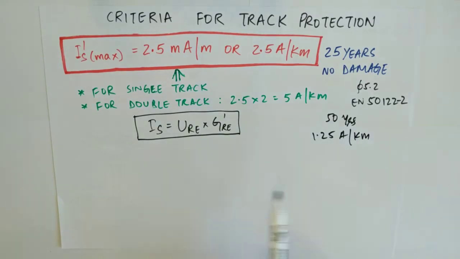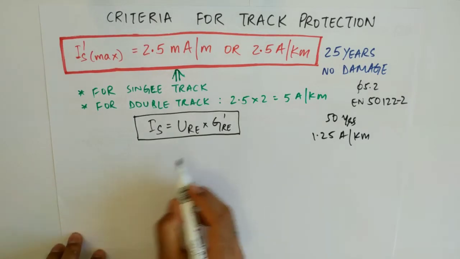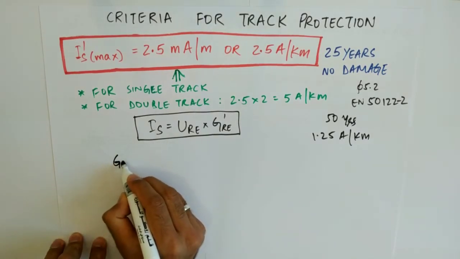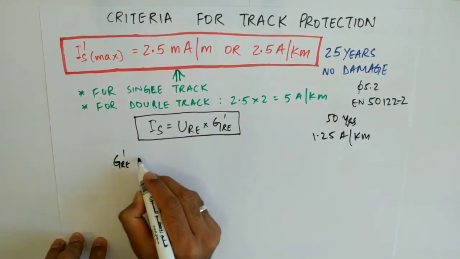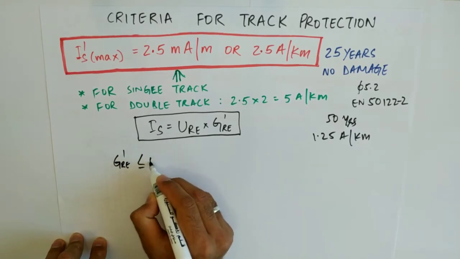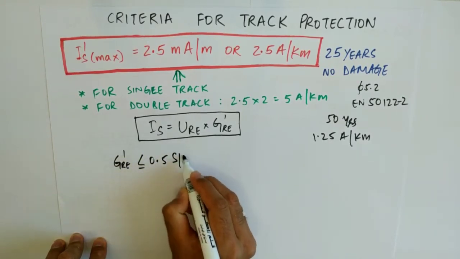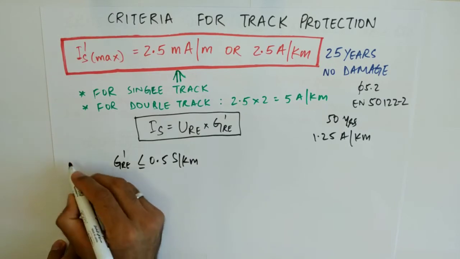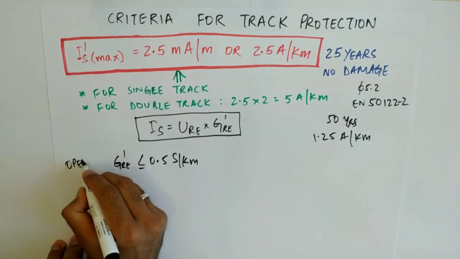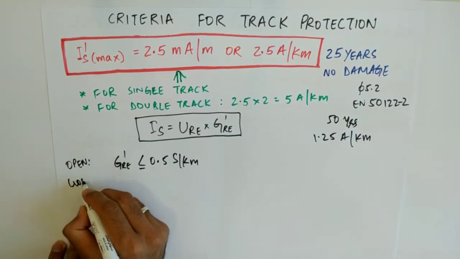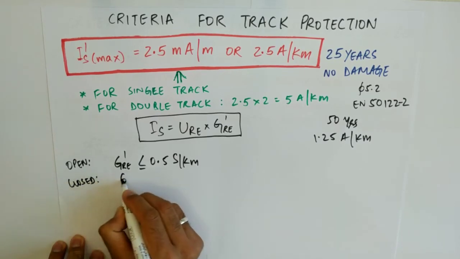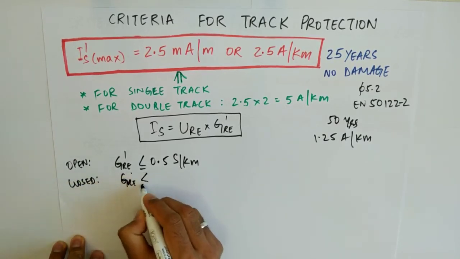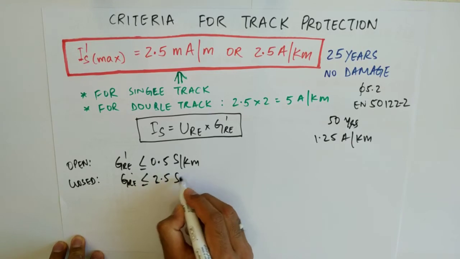That shall be the maximum value of the stray current when you are designing. Now, this clause also states the value of GRE, which is the most influential factor. So this shall be less than 0.5 Siemens per kilometer. This is for open formation, and for closed formation this value is less than 2.5 Siemens per kilometer.